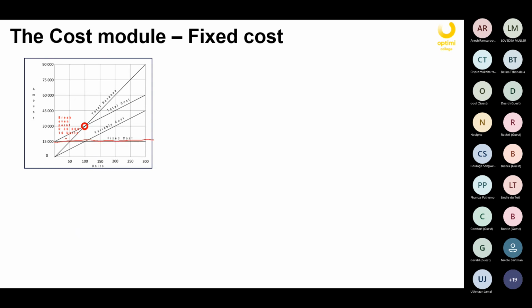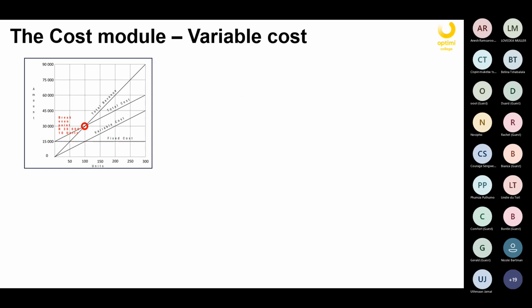And all you do is you look at the y-axis and you read off the number, and in this case your fixed cost will be 15,000. And that's the formula for your fixed cost. Fixed cost equals 15,000 Rand. Okay, that's fixed cost.